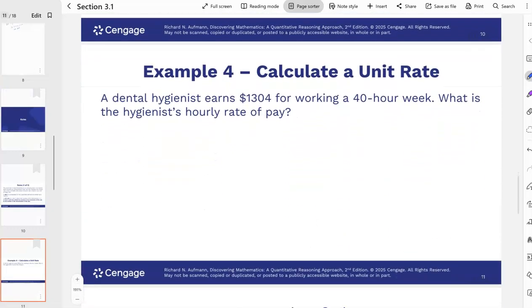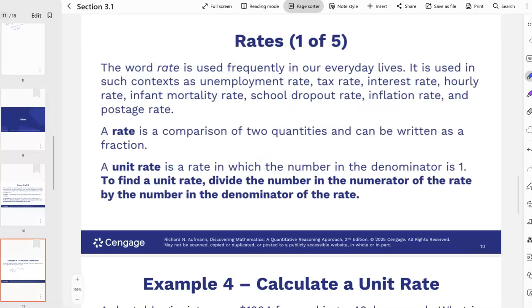So this is really similar to what we just did. A dental hygienist earns $13.04 for working a 40-hour week. We want to find the hourly rate of pay. So we're going to take that $13.04 and divide by how many hours. So 13.04 divided by 40 is going to be $32.60 per hour. So that's her hourly rate.